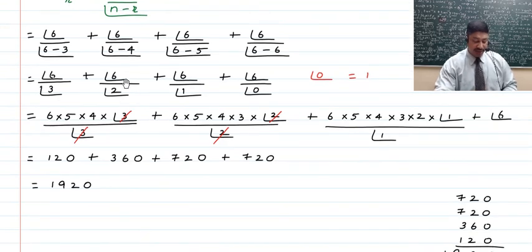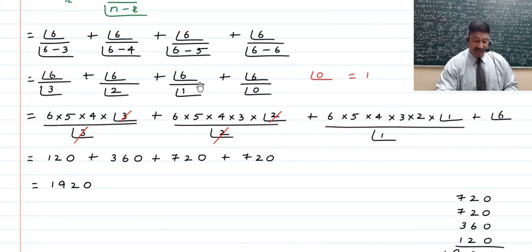Next, when we require to divide factorial 6 by factorial 2, we can write this as 6 into 5 into 4 into 3 multiplied by factorial 2 divided by factorial 2, where factorial 2 will get cancelled, and then you will get the product of all of these numbers to be 360.